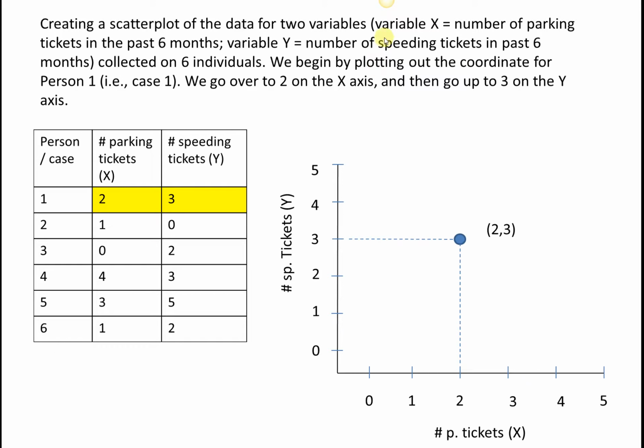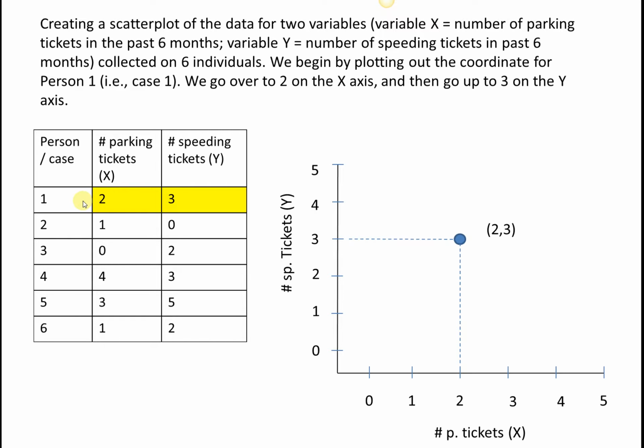In this illustration, we're going to create a scatterplot where we have two variables. Variable X is the number of parking tickets in the past 6 months. Variable Y is the number of speeding tickets in the past 6 months. So imagine that I've gone out and asked 6 individuals, how many parking tickets did you have and how many speeding tickets did you have? The number of parking tickets would be variable X, and it's denoted down here on the X-axis. The number of speeding tickets is denoted with variable Y, and that's being represented along the Y-axis.